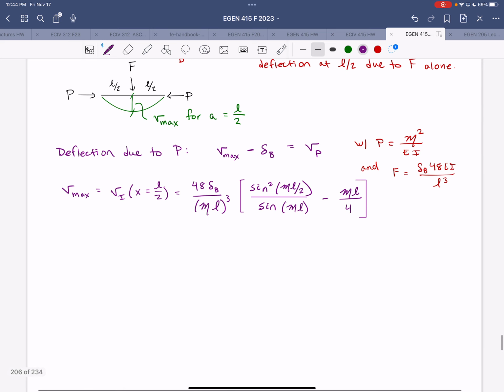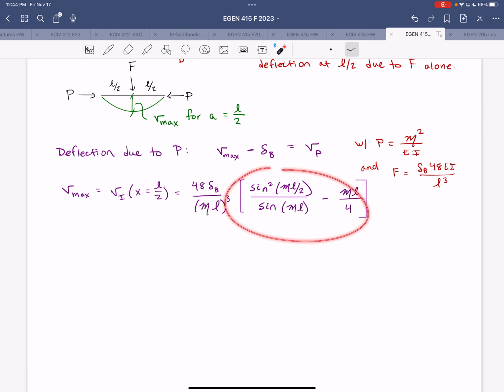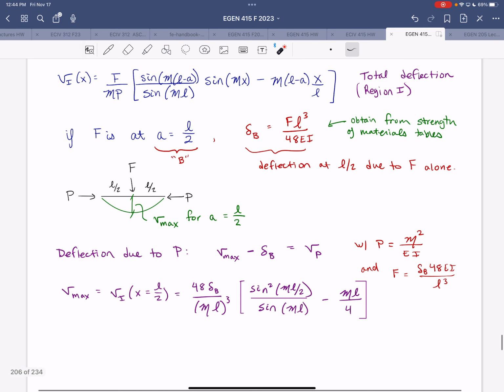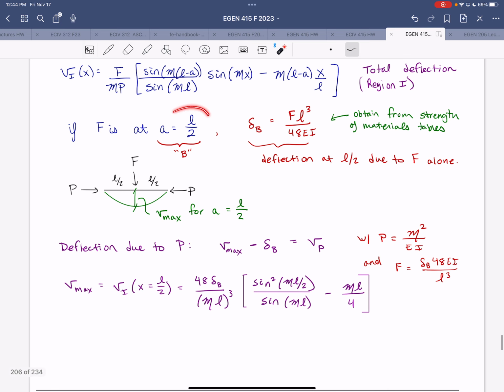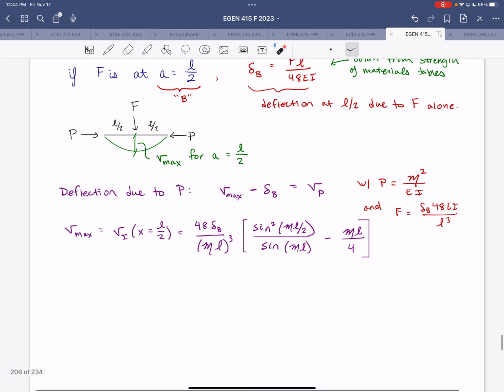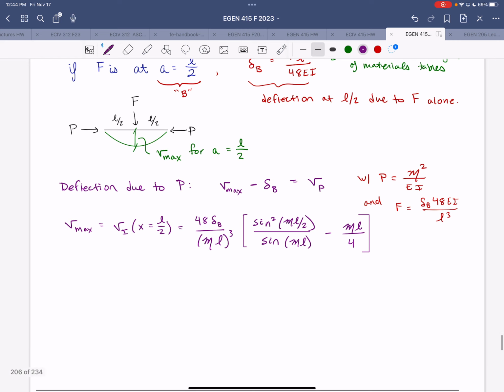So you can verify that algebra on your own, but I verified it myself before class, and this is what it would reduce to if you plug in A equals L over 2, and also X equals L over 2. All right, so A represents the location of the transverse load, and X represents where we're calculating the deflection.